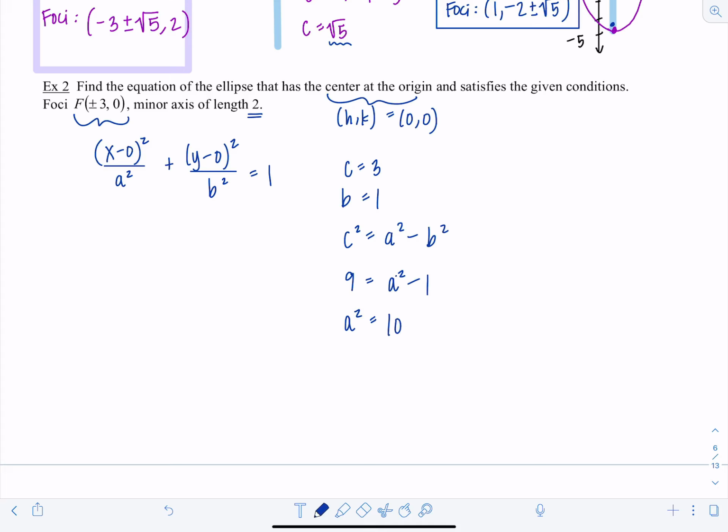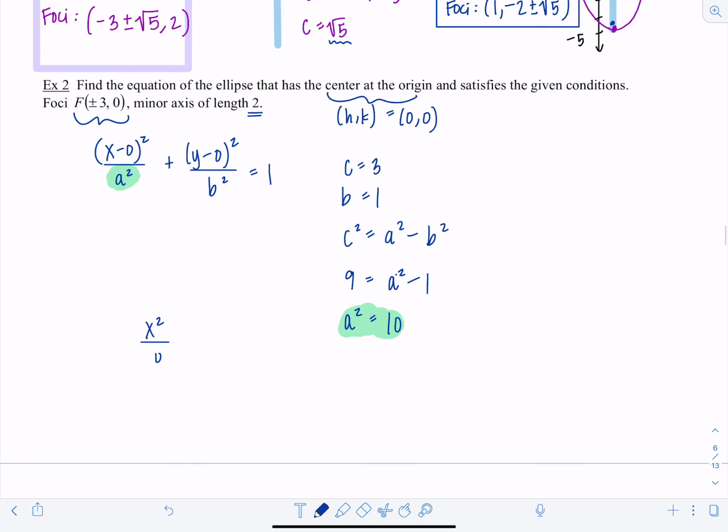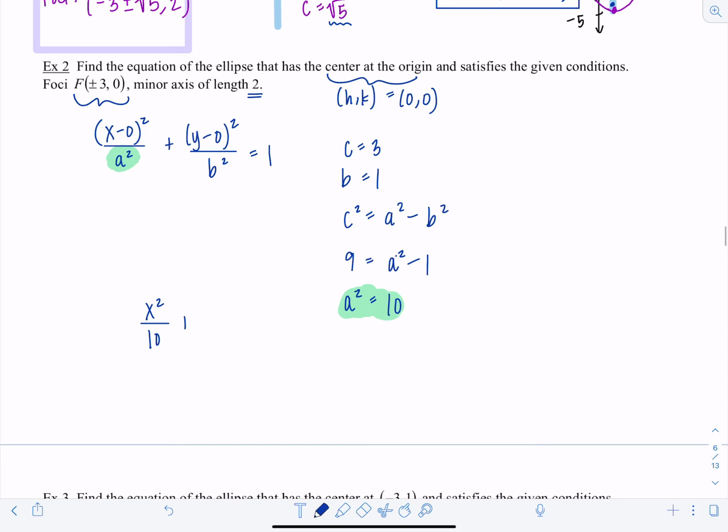And just leave it like that, because what are you plugging into the equation? A squared. I have A squared. We're great. So I'm going to have x squared over 10 plus y squared over 1 equals 1. Okay, cool.